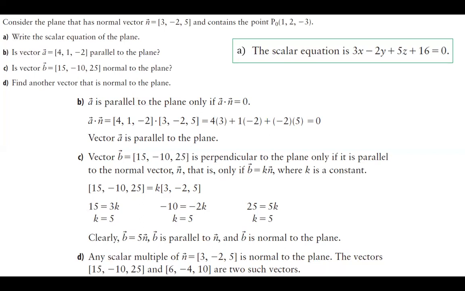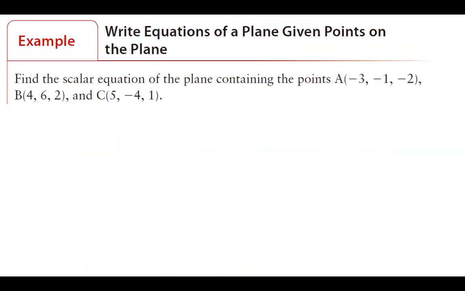Any questions? No? Okay, good. Then let's consider another example. This also checks your understanding of the property we have just learned, okay? Find the scalar equation of the plane containing the points A, whose coordinates are (-3, -1, -2), point B, whose coordinates are (4, 6, 2), and point C, whose coordinates are (5, -4, 1). Okay, I'll give you 3 minutes to consider these questions here. And then after that, we'll have a look at the solution together, okay?